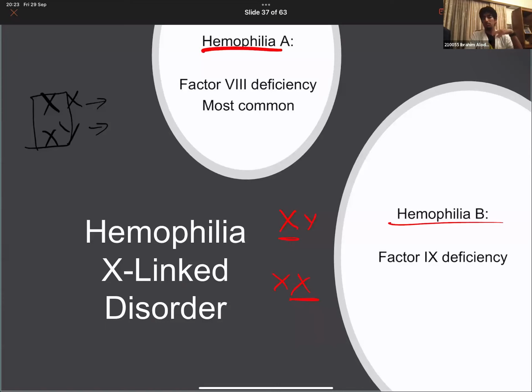Okay, so there are two hemophilias. Hemophilia A is the most common and it's a factor 8 deficiency. That's why I said in the previous slide that factor 8 deficiency is the most common in males. Hemophilia B is a factor 9 deficiency. Really, all you need to know is that hemophilia A is factor 8 and hemophilia B is factor 9. It's an X-linked disorder, it mostly affects males, and hemophilia A is the most common. Those are what you need to understand from this. So we got it, we understand hemophilias.